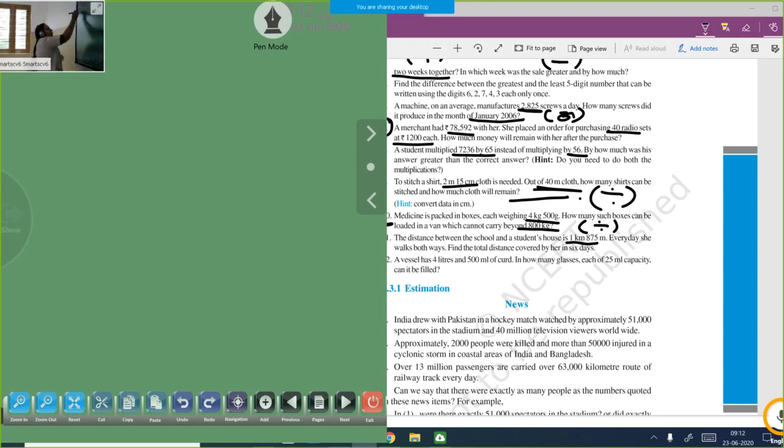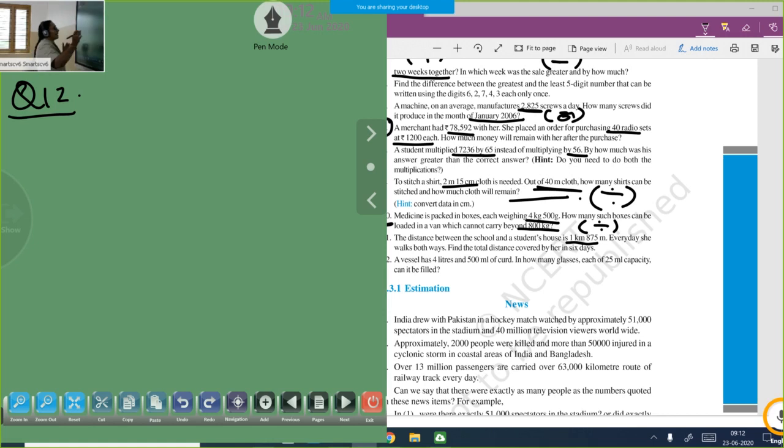Last problem solving question, okay? Question number 12, that is the last one. What is the question? A vessel has 4 liters and 500 ml of curd. In how many glasses, each of 25 milliliter capacity, can it be filled?